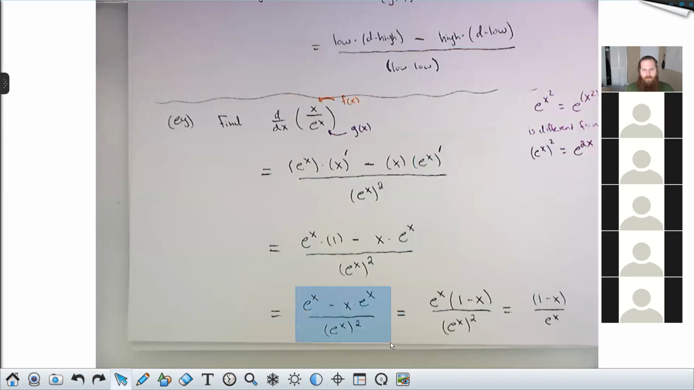And then here I didn't do much. I just said, oh, okay, well, e to the x times 1 is e to the x, and x times e to the x is x times e to the x. This helped me see that I can factor out an e to the x from the top. And once I factored out that e to the x from the top, I recognized that there's also a factor of e to the x in the bottom. This bottom is e to the x times e to the x. So when I cancel one of those, there's one e to the x left over downstairs.